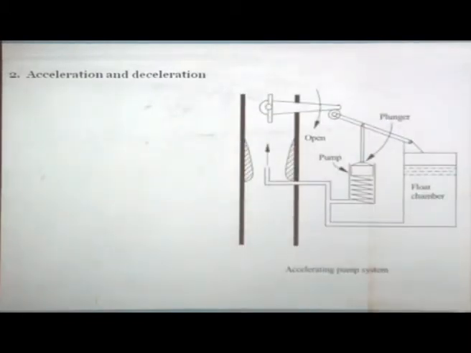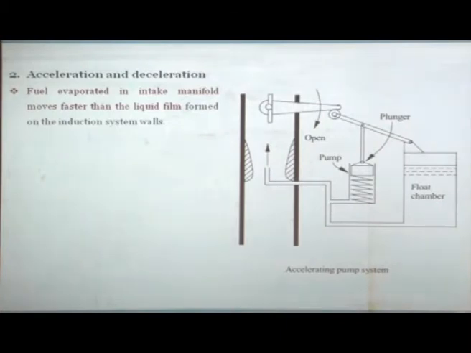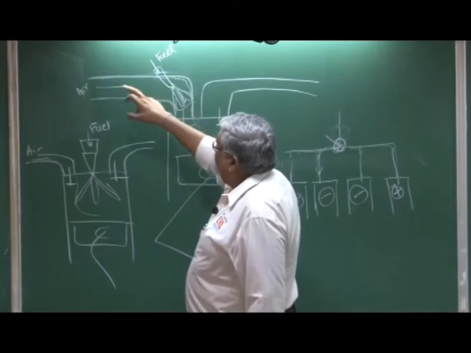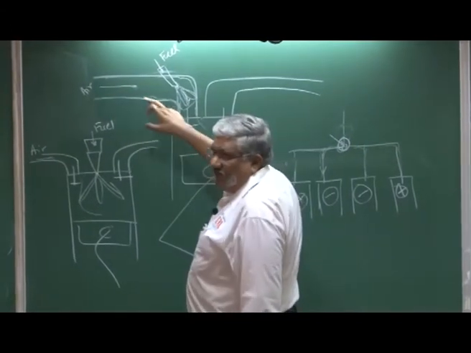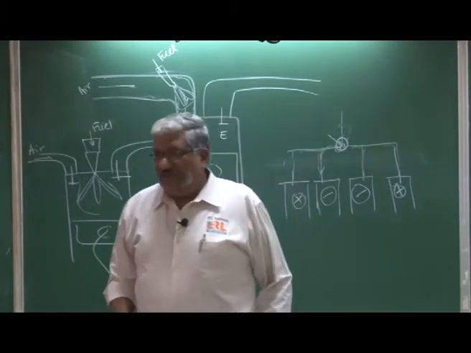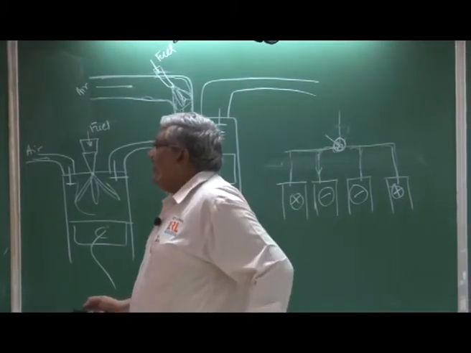Now, coming to the second, which is acceleration and deacceleration conditions. I told you that in the acceleration conditions, you have to have this kind of a well system. Fuel evaporated in the intake manifold moves faster than the liquid film formed on the induction valves. For example, if there is a carburetor here and there is a film which is moving, what will move fast? The droplets in the fuel vapor, or this film? The film will be the slowest to move. Okay. So, this creates a lot of problems.